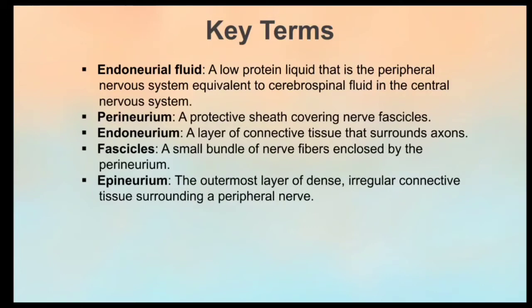Next is perineurium, a protective sheet covering nerve fascicles. Siya yung nagko-cover sa mga fascicles. Later, I'm going to show you the picture. So next is the endoneurium, a layer of connective tissue that surrounds axons, or what we call the fibers. Next is yung fascicles, a small bundle of nerve fibers enclosed by the perineurium. Next is the epineurium, the outermost layer of dense, irregular connective tissue surrounding a peripheral nerve.